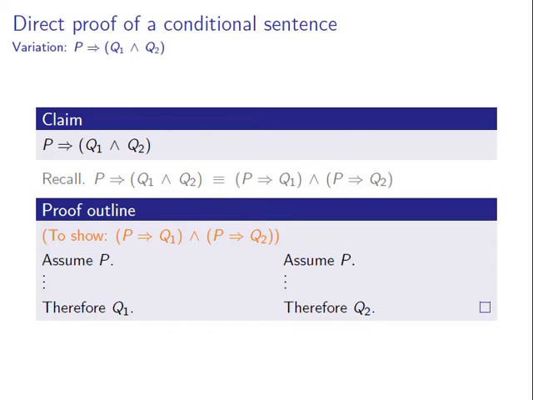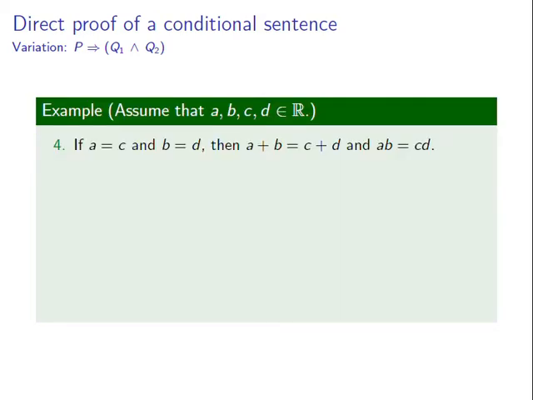For example, consider the claim: if A equals C and B equals D, then A plus B equals C plus D, and A times B equals C times D. Let P1 be the sentence A equals C, P2 be the sentence B equals D, Q1 be the sentence A plus B equals C plus D, and Q2 be the sentence A times B equals C times D.